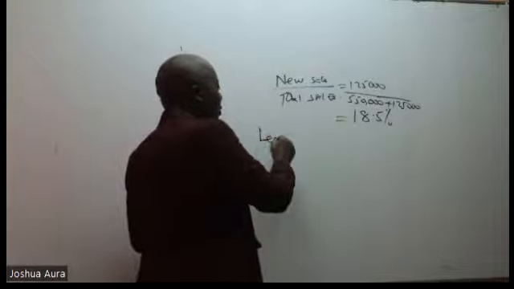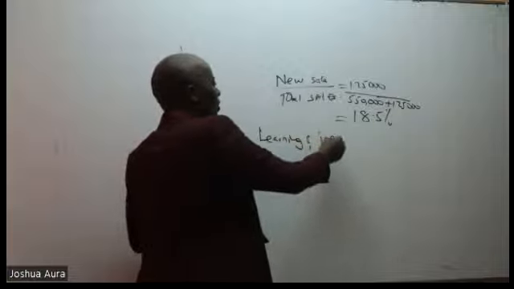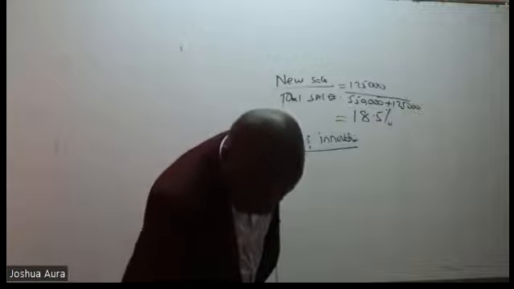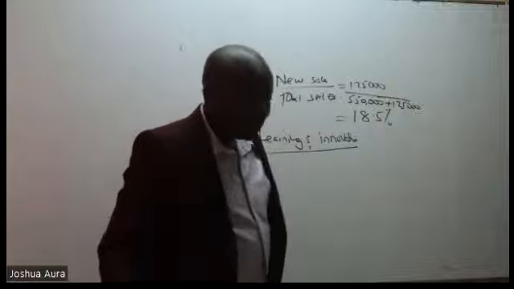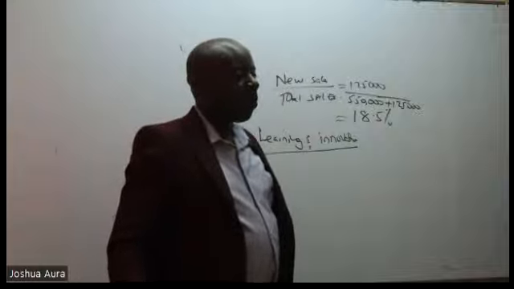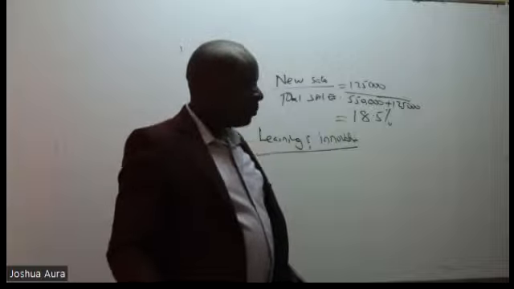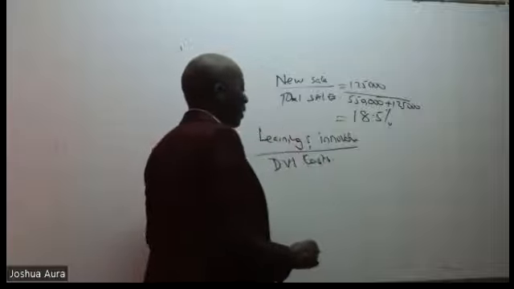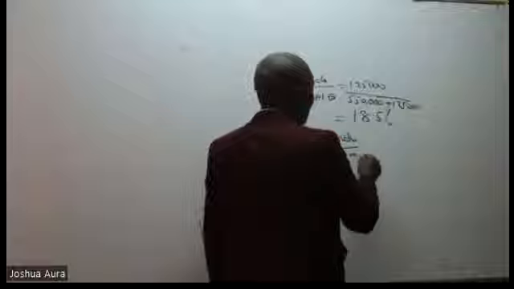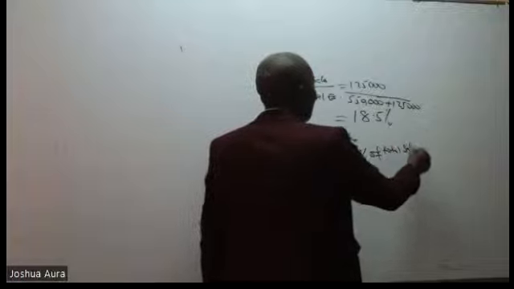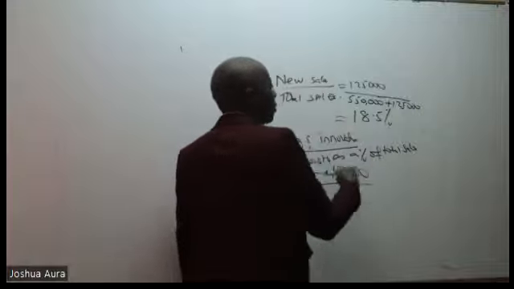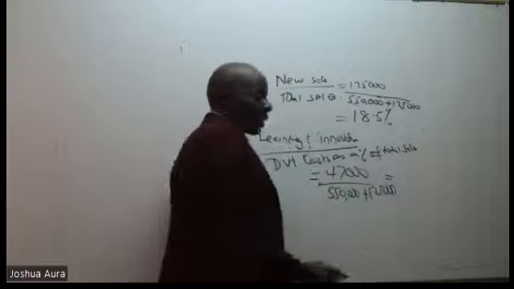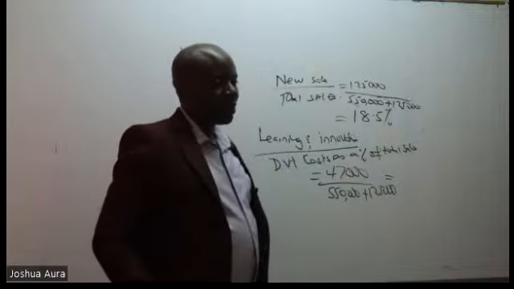Now, could we kindly go to learning and innovation? Under learning and innovation, what shall you bring here? Yeah, development costs, yes. Bring here development costs as a percentage of total sales. So I can see 47,000 divided by total sales, which is 550,000 plus 125,000. Yeah, new development costs. You're right.